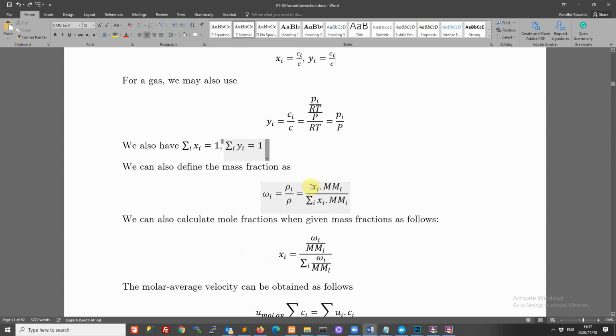So if you take a basis of 1 mole, then Xi is the number of moles of component I, so number of moles times the molar mass. That's the mass of component I. And then if we do the same thing for all components, we get the total amount of mass in that 1 molar basis. And so this fraction is the mass fraction of component I. So if you want the mass fraction of I, then you multiply the mole fractions by the molar masses and divide by the total amount.